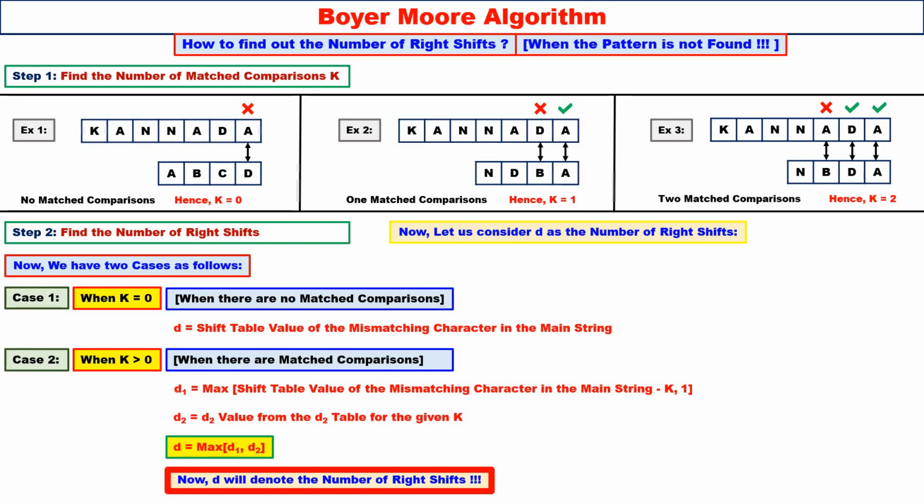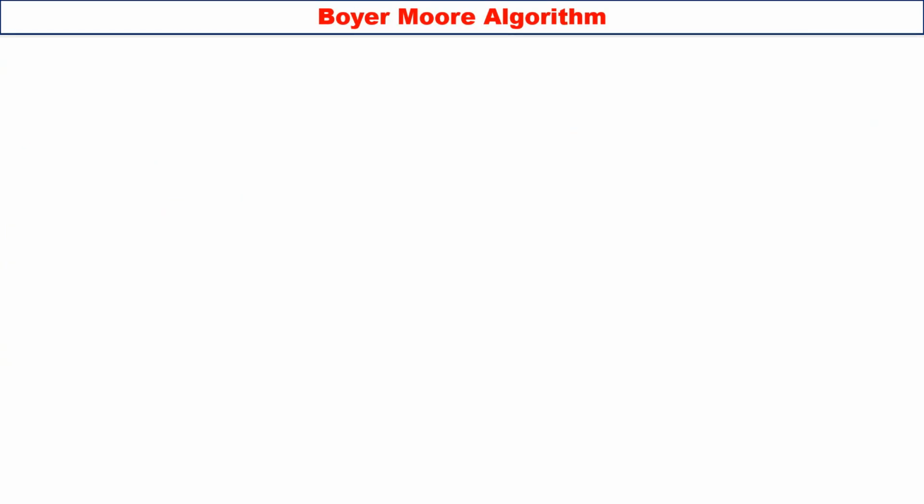And also carefully understand, when we are finding the number of right shifts, we use the values of the shift table, and we also use the values of the D2 table. I think this should be quite simple, quite straightforward. Let us consider some examples of pattern matching.